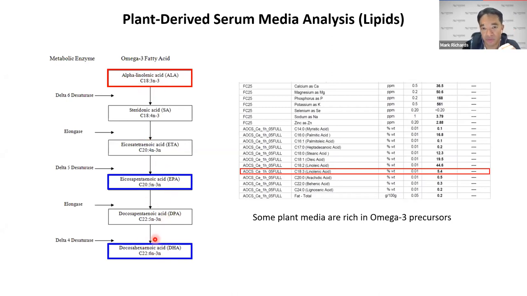So we sent out some of our best performing plant serum substitutes. Of course, we did not expect any EPA and DHA in them, but we did find that certain plant media are indeed quite rich in linolenic acid content. And this may augur well for seafood cultivated cell lines in the future, because we do suspect that omega-3 content may be a limiting nutritional factor of cell-cultivated seafood. So perhaps supplementation with some of this plant media that's rich in alpha-linolenic acid could help improve the omega-3 content in cultivated seafood cell lines.